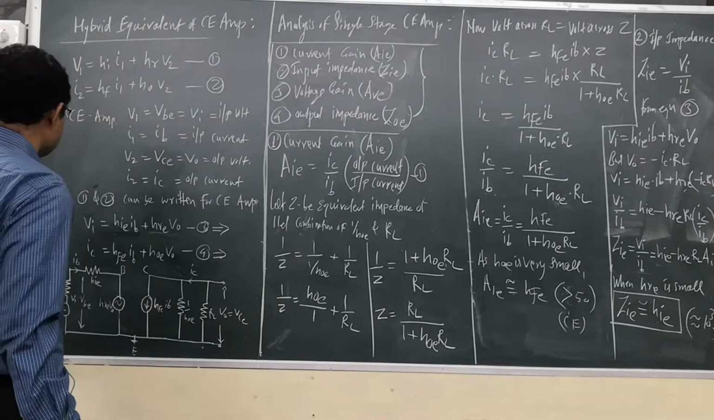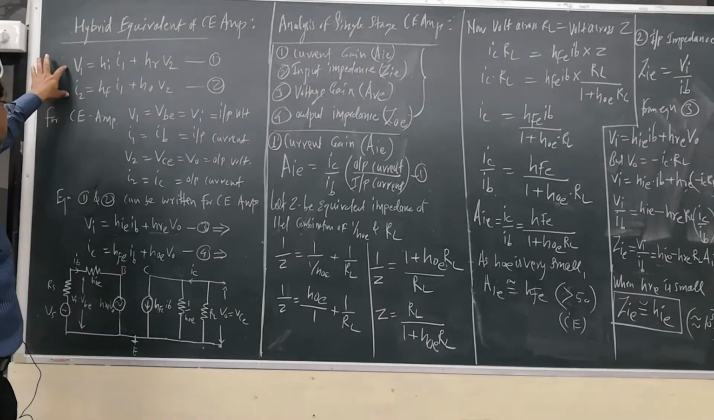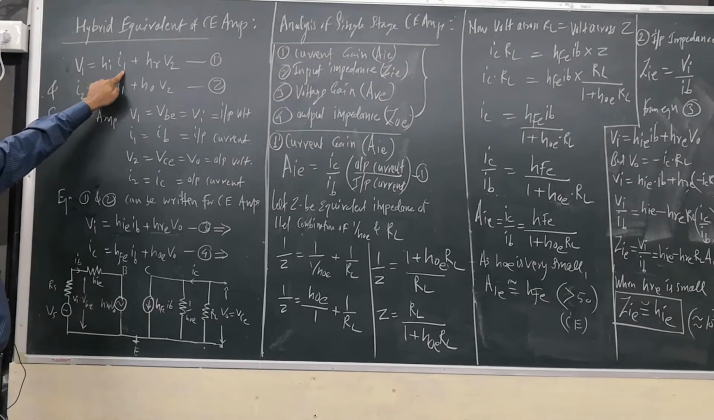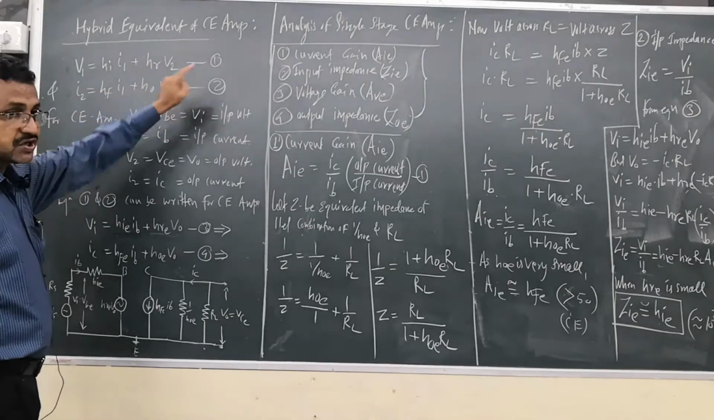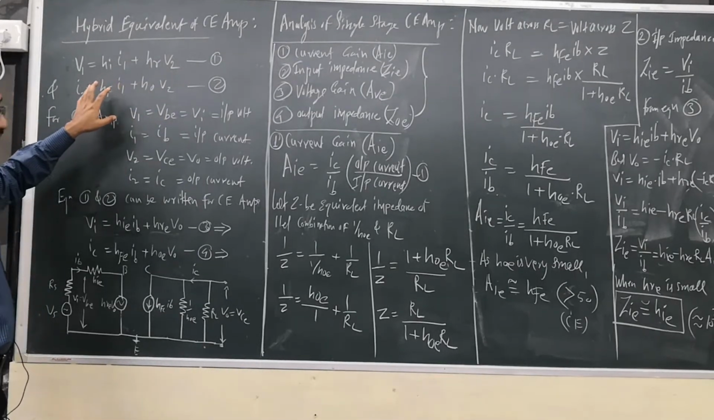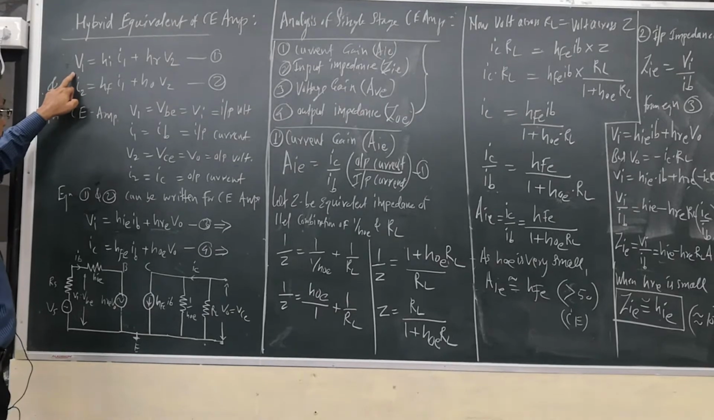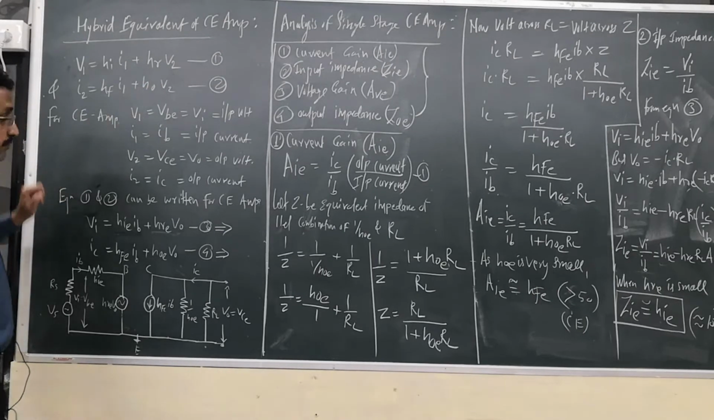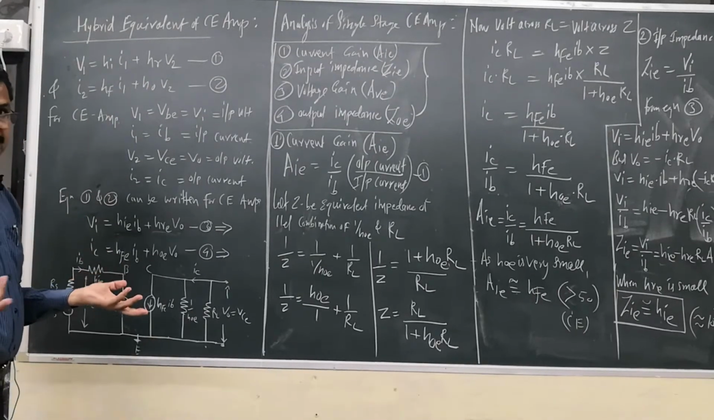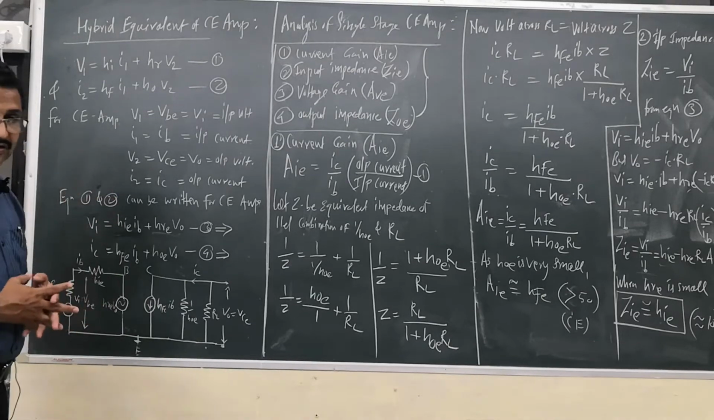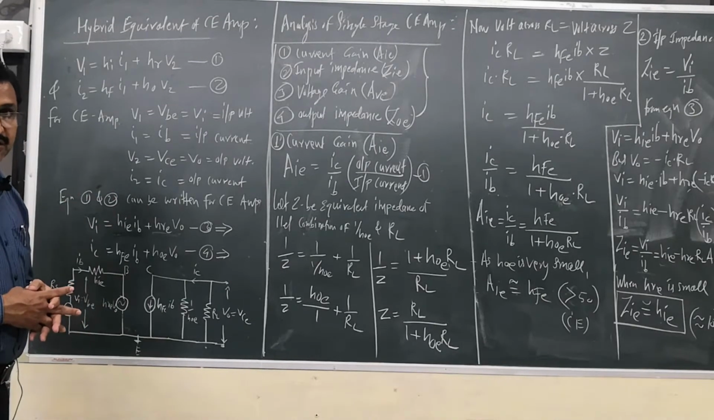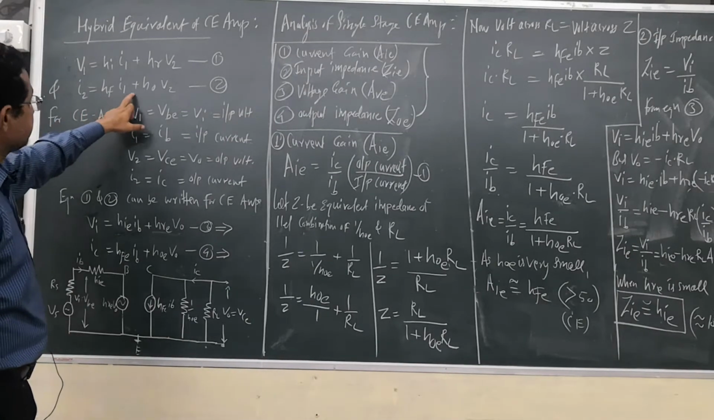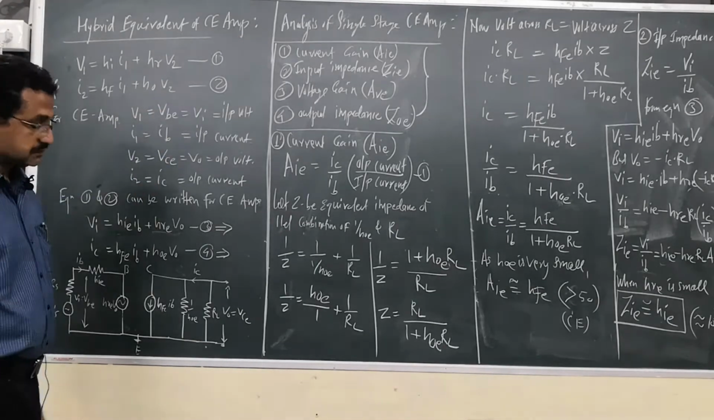So already we know there are two basic current and voltage equations of the H parameters. V1 equals HI I1 plus HR V2, equation number 1. In these equations V1 is the input voltage, I1 is the input current, and V2 is the output voltage for the 2-port network, because we have already considered the transistor as a 2-port network. So we have also considered here the CE amplifier as a 2-port network. Then I2 equals HF I1 plus HO V2, equation number 2.